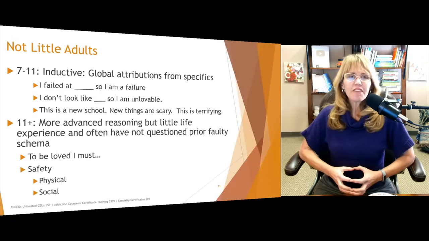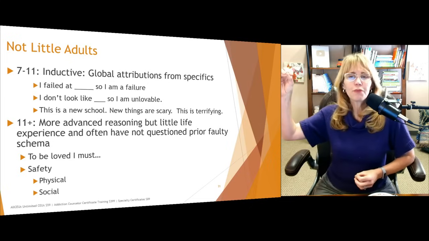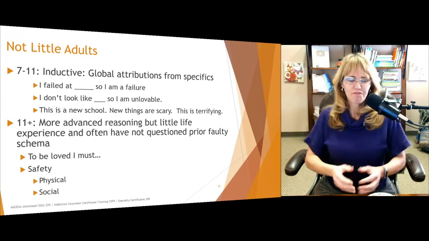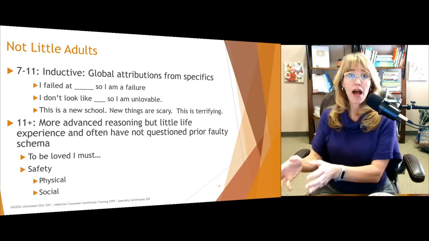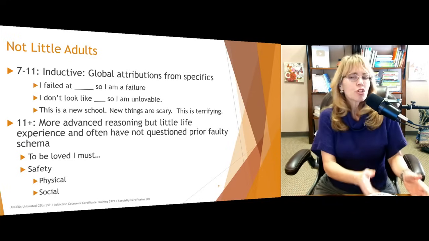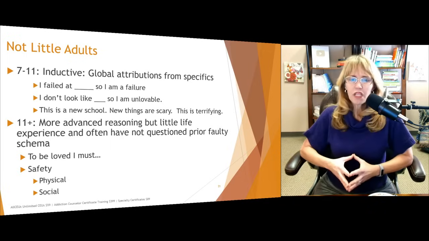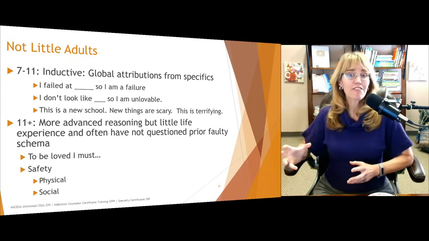Between 7 and 11, children are using what we call inductive reasoning. So they're making global attributions from specifics. I failed a test, so I'm a failure. I didn't make the team, so I'm a failure. Or I don't look like this person, so I'm unlovable. This is a new school. New things are scary, so this must be terrifying.